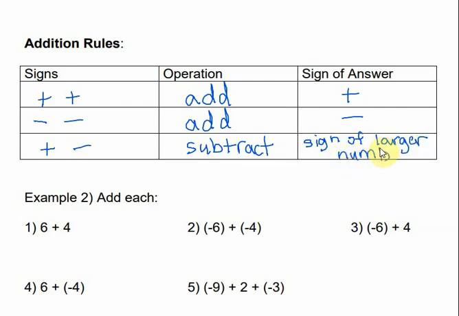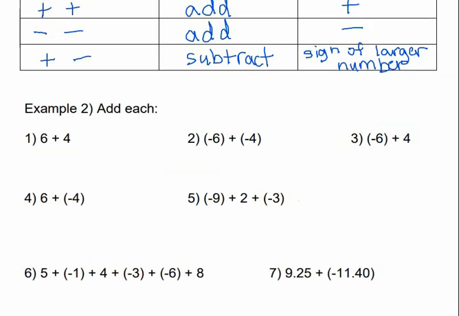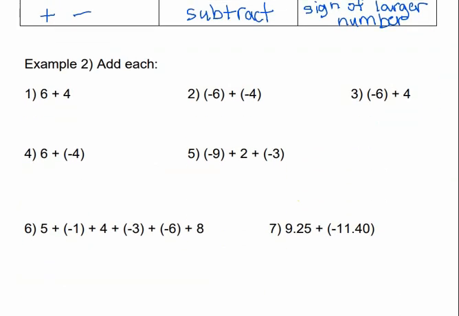And that's what we're doing every time. We're always using the sign of the larger number, because if they're both positive, we know the bigger one's positive. If they're both negative, we know the bigger one's negative. It's just when they're different that we don't know which one is bigger.